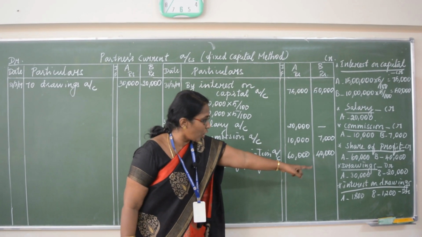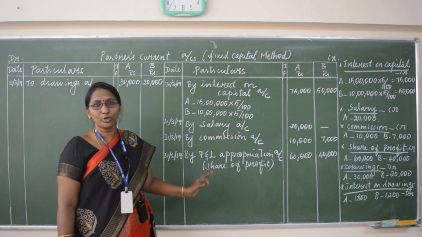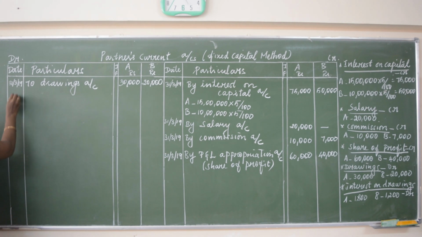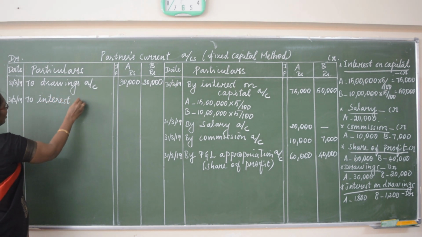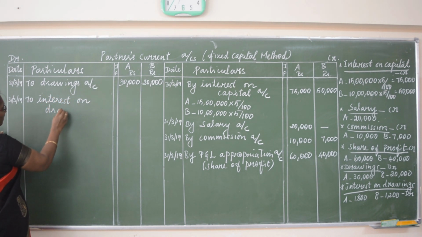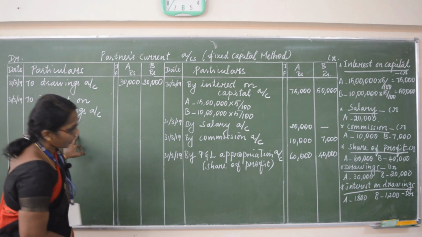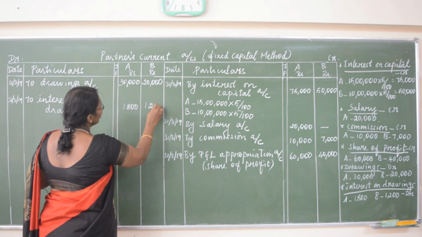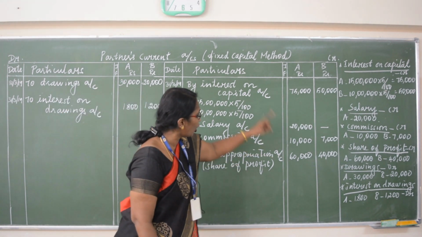Next, interest on drawings. It is an expense to the partners. We have to write this expense in debit side. 31,319 to interest on drawings account. For A, 1,800. For B, 1,200. Okay? Yes. So have I entered all the items?